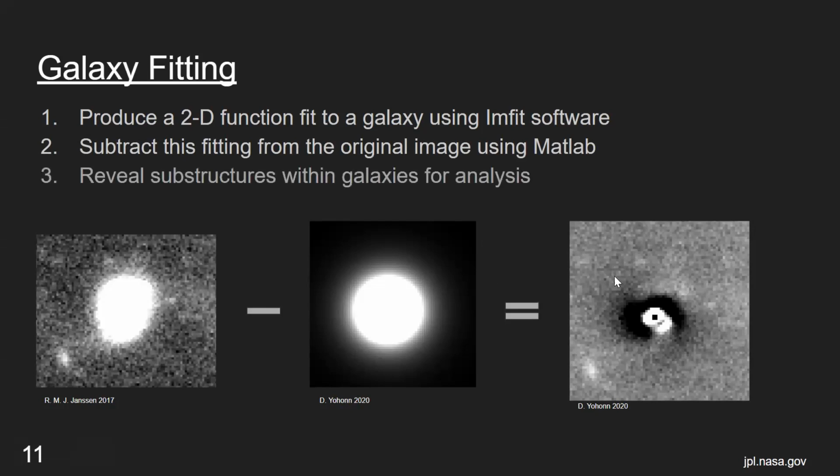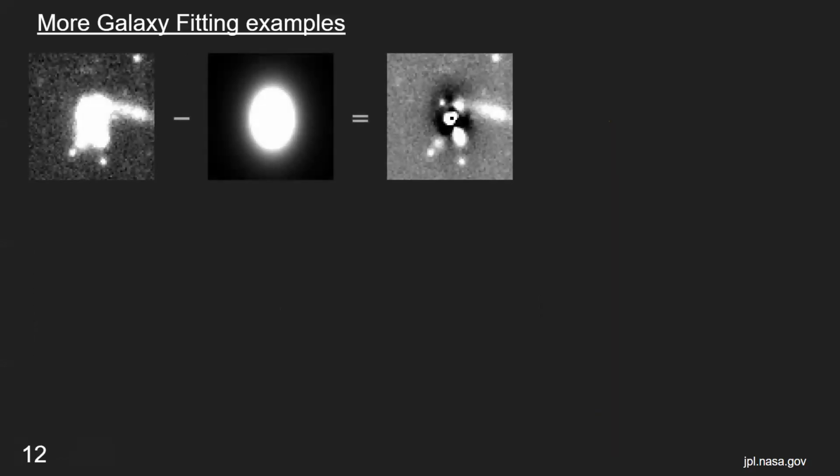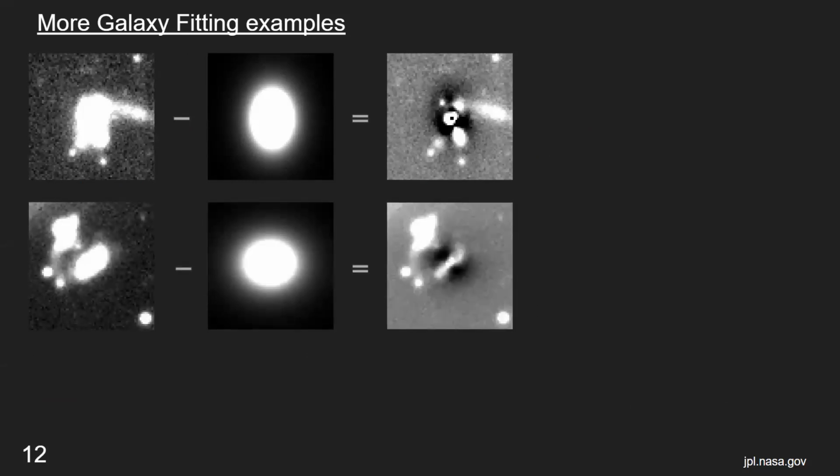And then finally, it reveals sort of this weird, interesting little spiral that tells us what's going on with the morphology of the galaxies. It helps us determine more about the merger history, or if this galaxy is a product of mergers or if it's not. So here's a couple more examples.